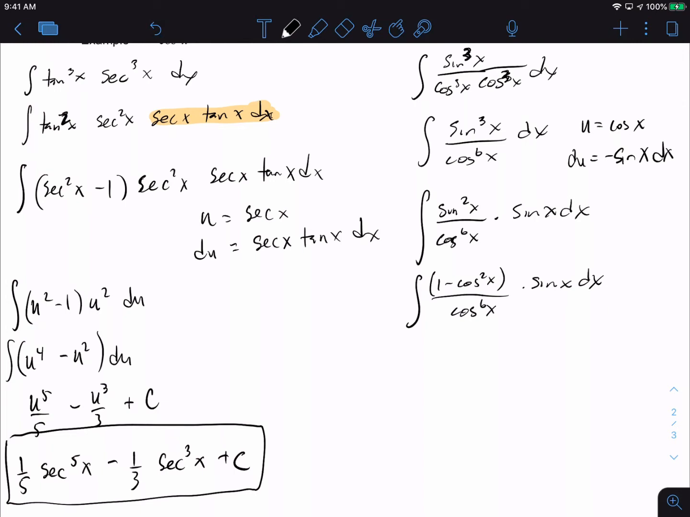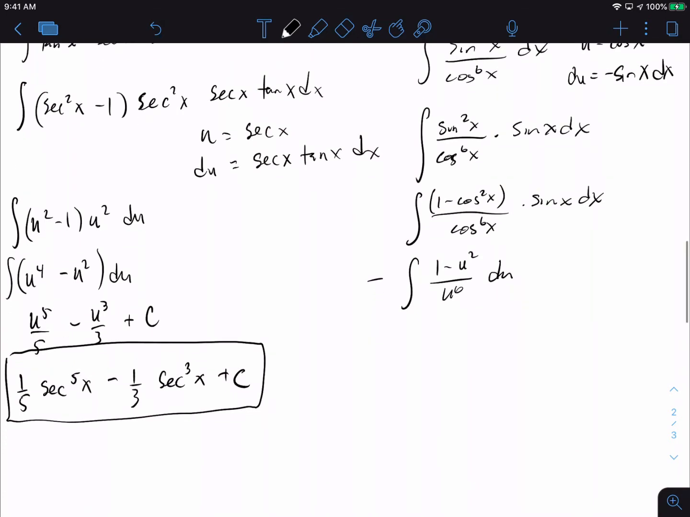Well, sine x dx, we need a negative, right? So I'm going to put the negative in front, and I'm going to get 1 minus u squared over u to the 6th du. Are you in agreement with me? Yes. Okay.